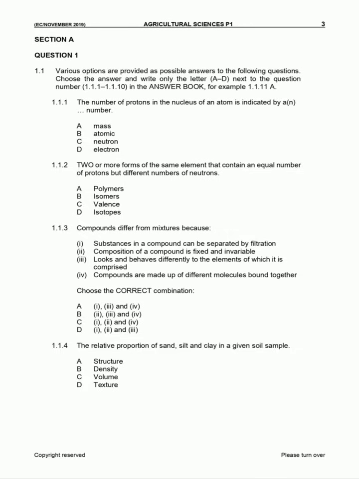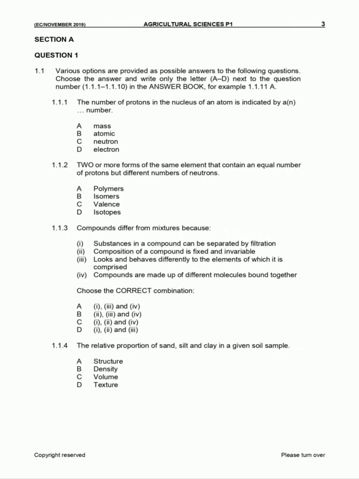Compounds differ from mixtures because... I'm sorry about that. I had to increase the font size on my screen.